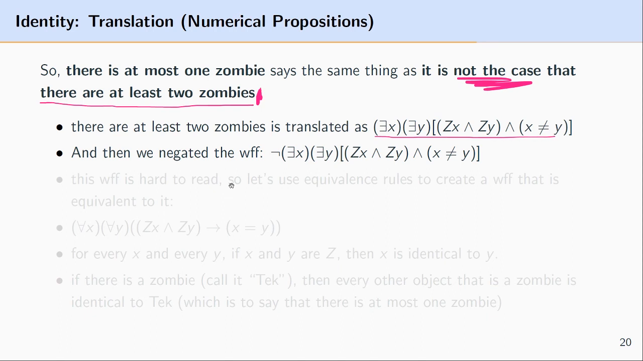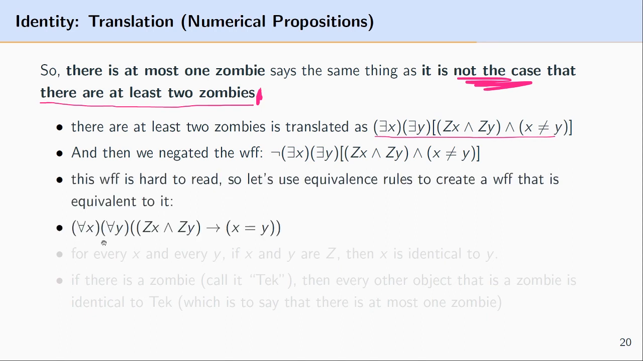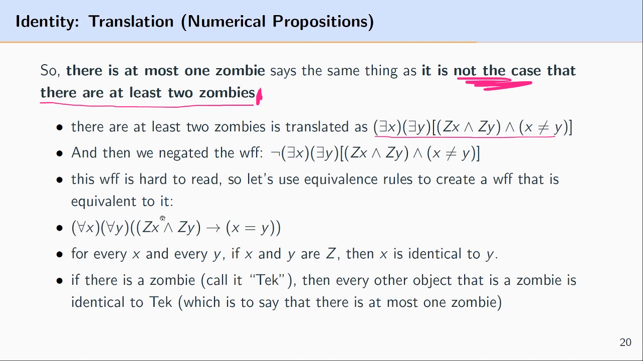Some people find this particular formula hard to read, so a more common way of translating it is to make use of some equivalence rules and to translate it as follows. This formula says, for every x and for every y, if x and y are zombies, then x is identical to y. So the idea here is that let's say one of these variables picks out an item, and let's call that item Tex. Then what it also says is that for every other item that is also a zombie, that item is going to be identical to Tex.